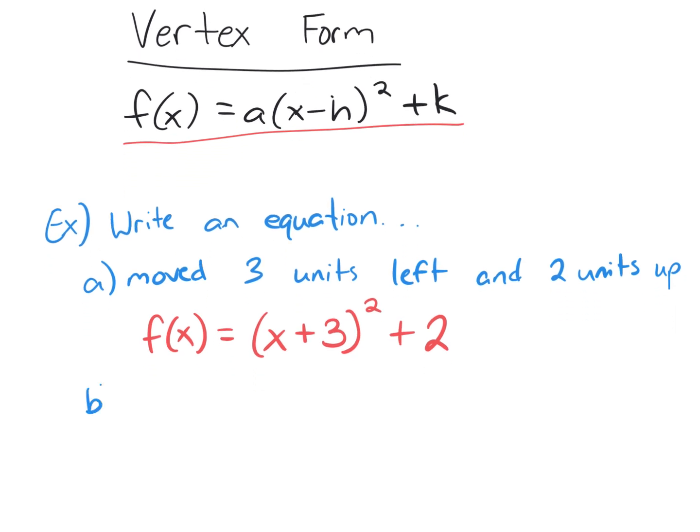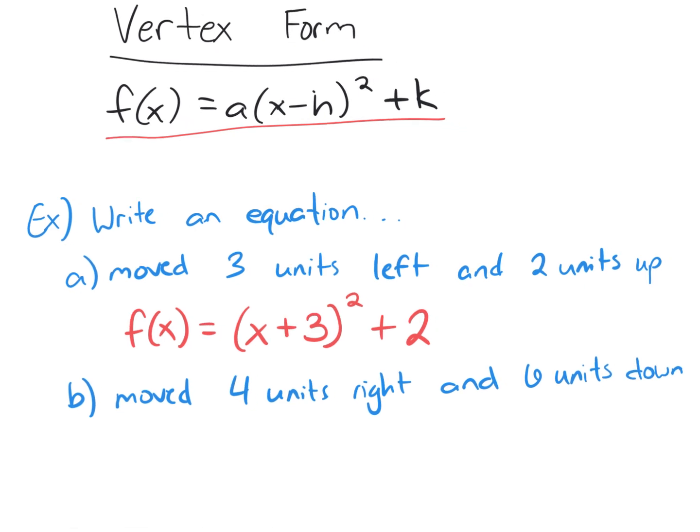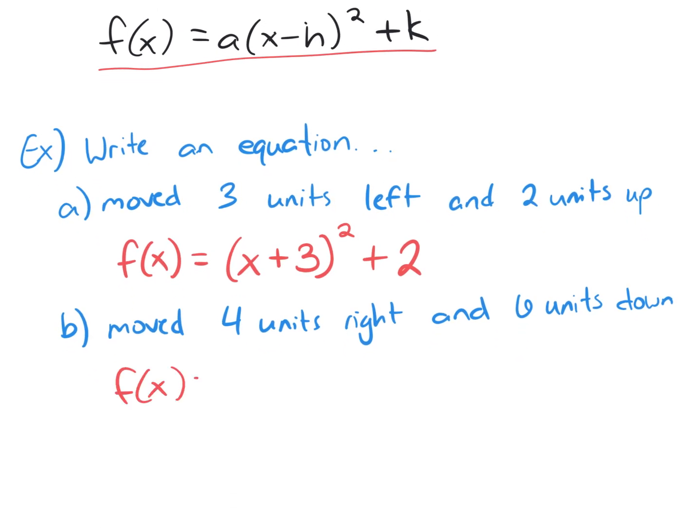Another example, we'll do one more. If I moved 4 units right and 6 units down, again, I want you to write an equation that moves my parent function in that form. So I have f of x equals, what do I write in parentheses? x minus 4. What do I need outside? Squared, and then 6 units down, minus 6.